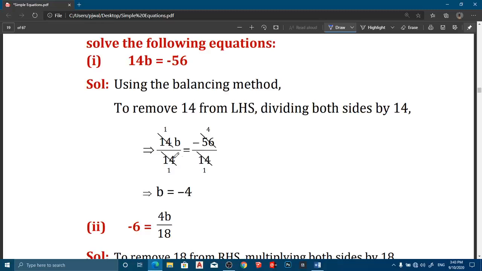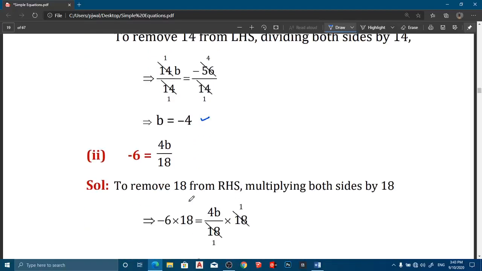So by dividing by 14, the 14 gets cancelled one time here. Here 14 4s are 56, but it has a negative sign. So you can write b is equal to minus 4 as the answer here. So that's why we are dividing both sides by 14 here. So this is the solution.